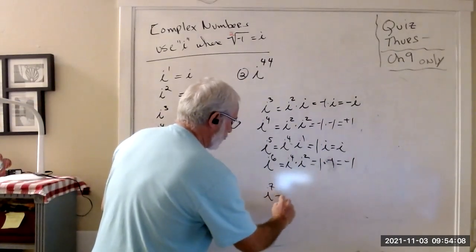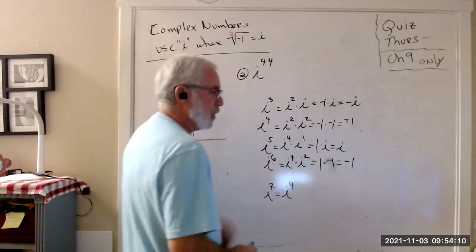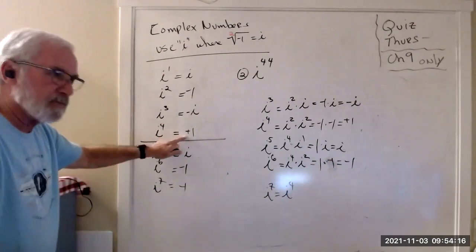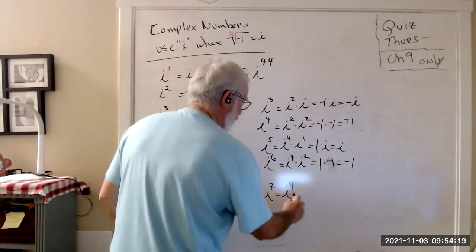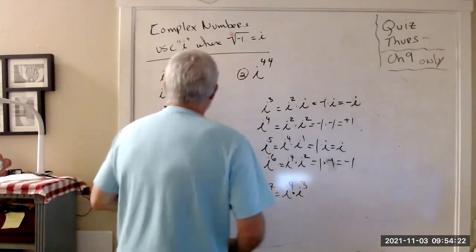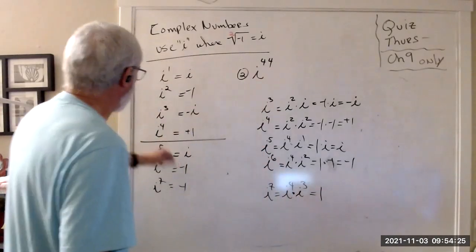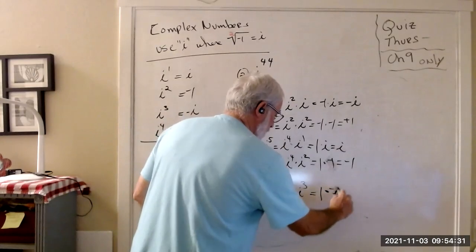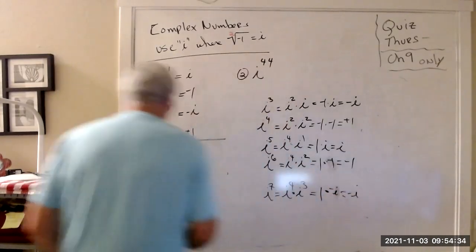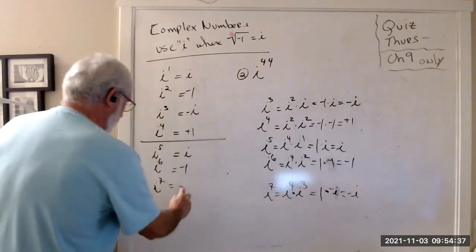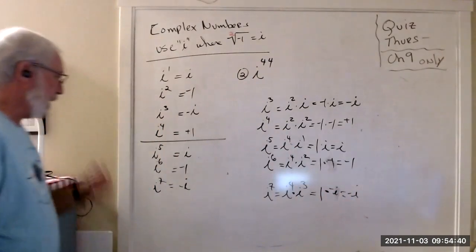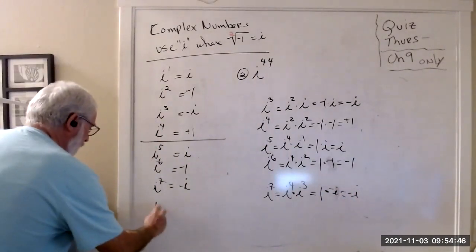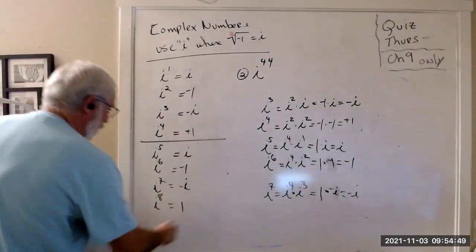i to the seventh is i to the fourth times i to the third. We always go back to i to the fourth because it was easy. i to the fourth becomes 1. So I always keep cycling back and using that times i to the third. So this is 1 for i to the fourth times -i. Whoops, -i is -i. I copied it wrong, I'm sorry. So there's a pattern here, and I'm not going to bother you with the math. i to the eighth becomes 1.